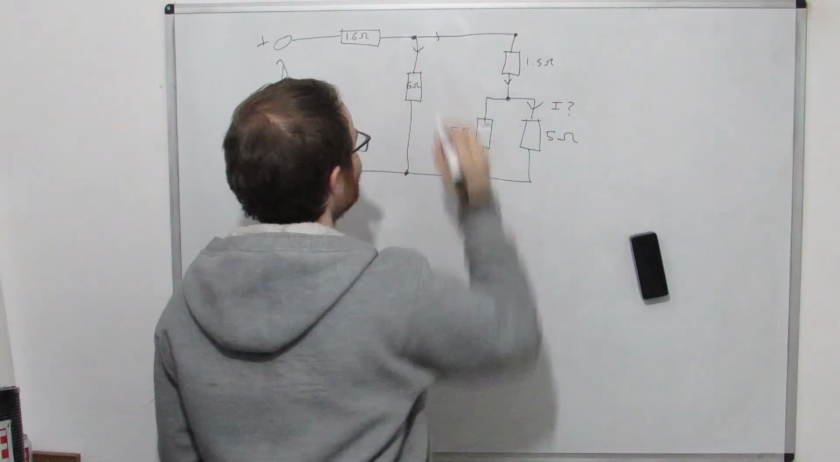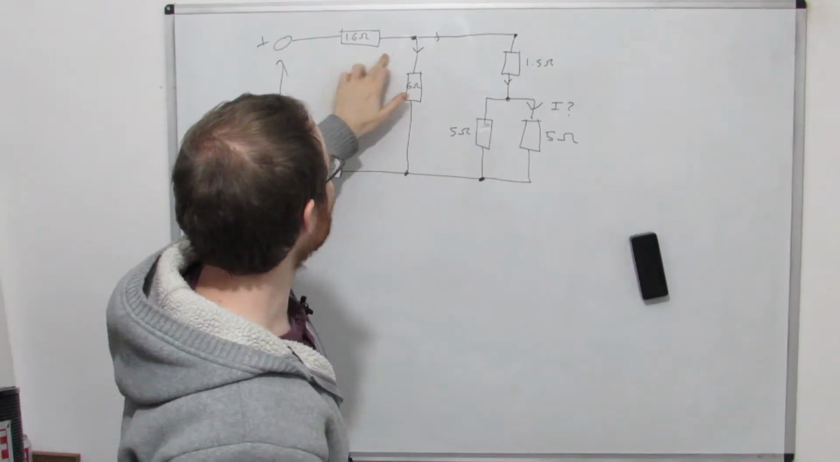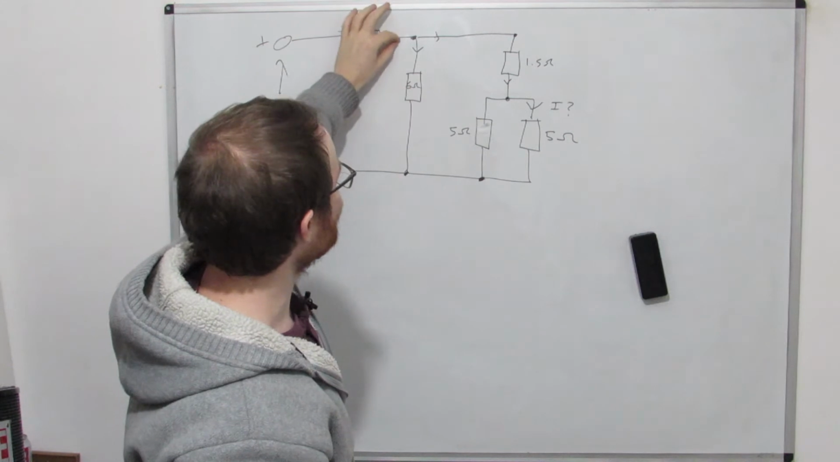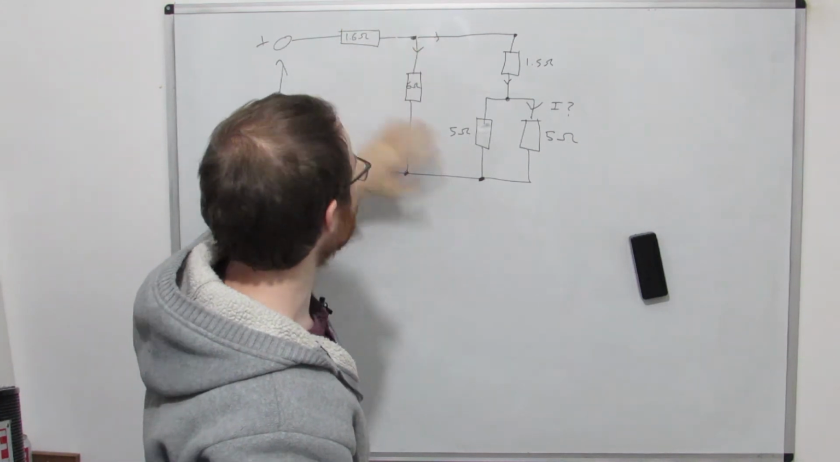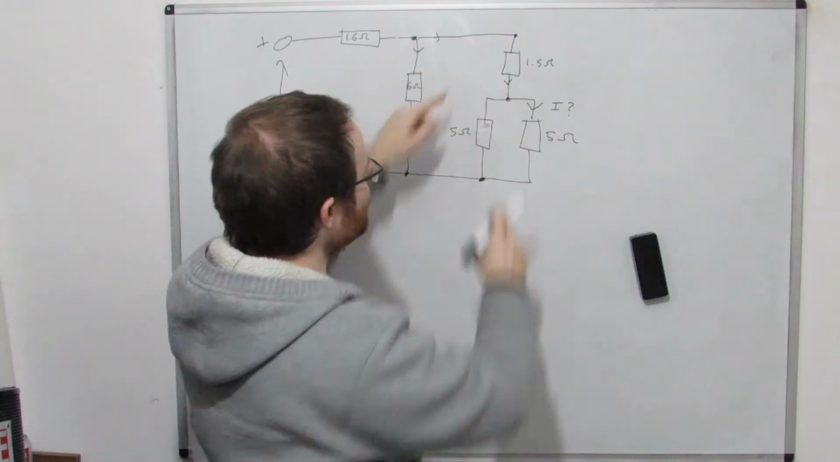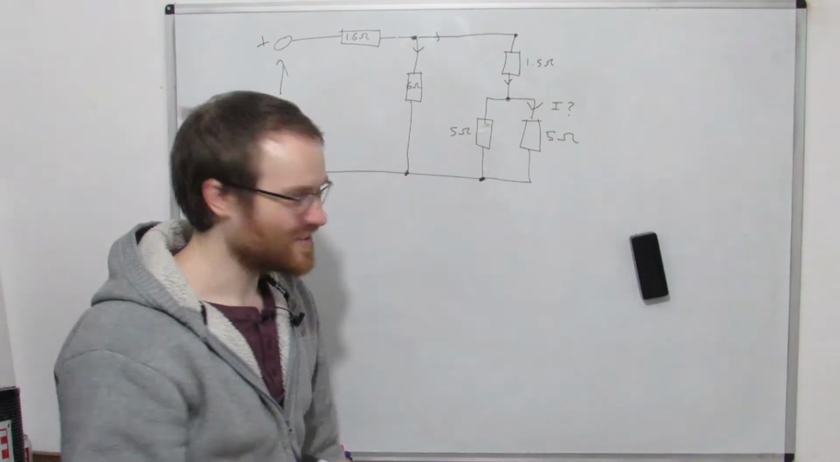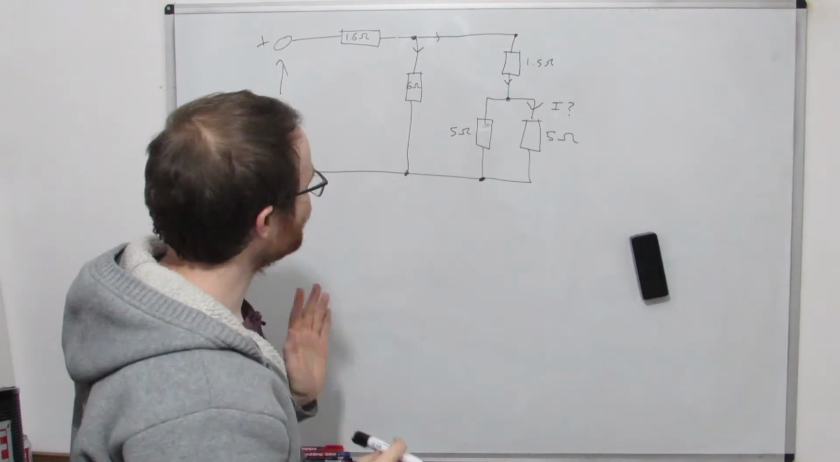So what we really need to find out is the current coming in from the power supply, and then how that current splits. And so once we found the current coming in from the power supply, we can find this split, and then once we know this split, we can take this leg and find this split.